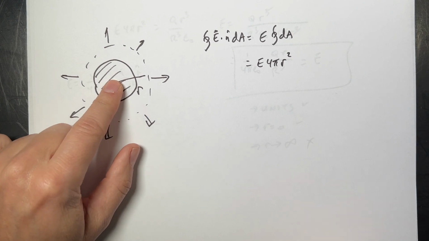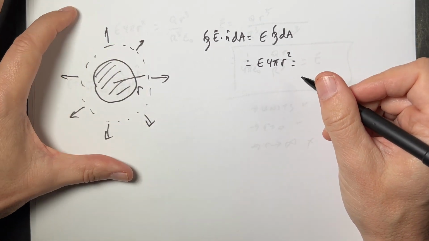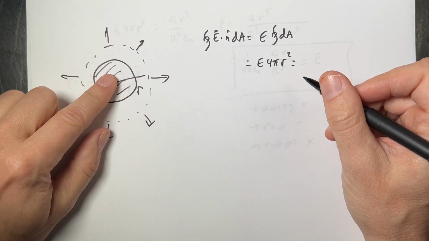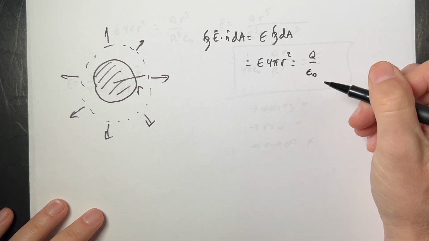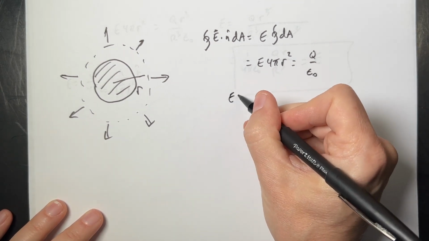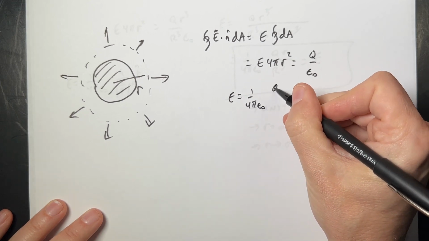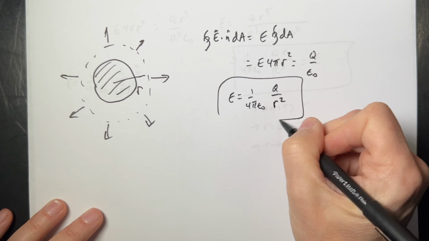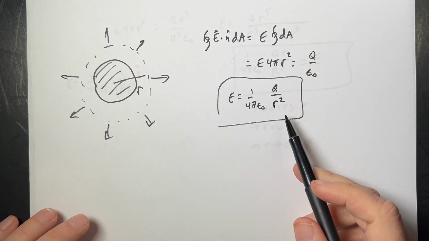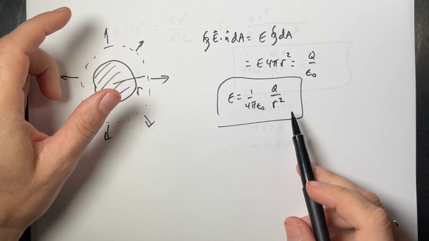So I get E times 4 pi r squared. Now what about Q enclosed? In this case, it doesn't matter how big my sphere gets, the total charge inside is still just Q. So it's just Q over epsilon naught. Now if I solve for E, I get 1 over 4 pi epsilon naught Q over r squared. And that's the same as the electric field due to a point charge. So that's good, right? Outside of a spherically symmetrical thing, you get that.